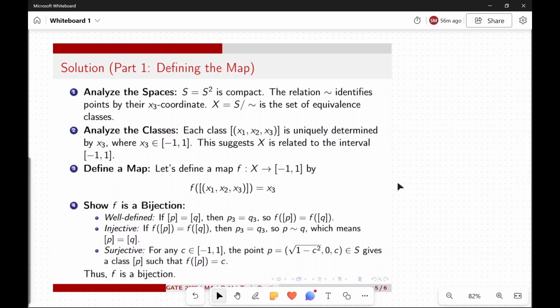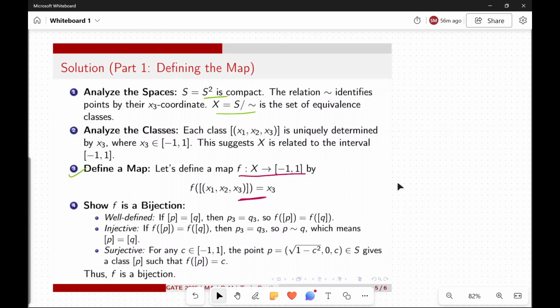What we basically need is to define a map f from the sphere to some space such that the map becomes a quotient map, and the quotient X by tilde becomes homeomorphic to that space. I am displaying the same thing here. We are starting with S2, and X equals S2 by tilde. The map which we are giving is the following: f from S2 to the closed interval minus 1 to plus 1. We are sending a point to only its third coordinate.